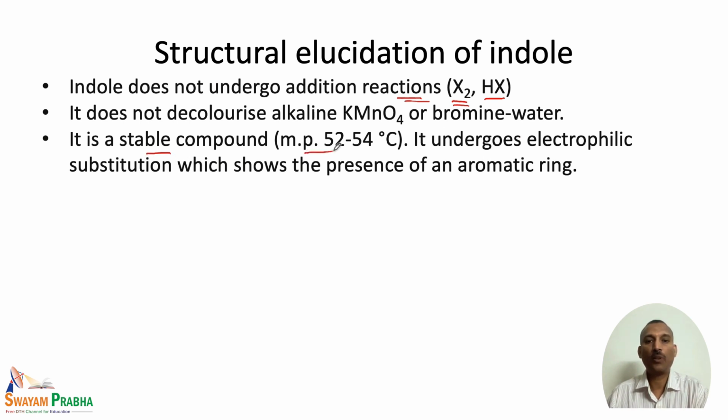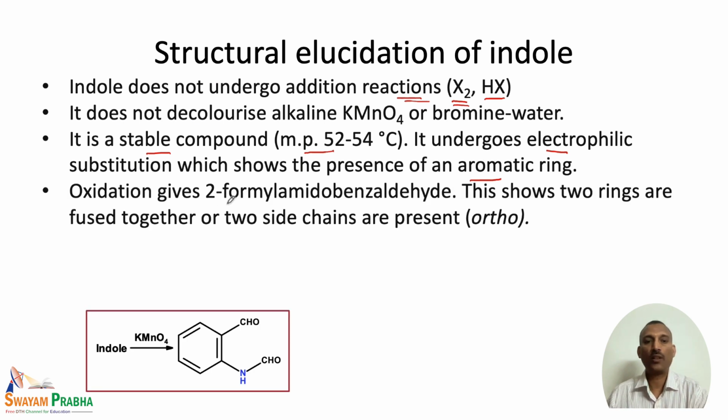It has a melting point of around 52 to 54 degrees centigrade, and it undergoes electrophilic substitution, which shows the presence of an aromatic ring. So we are listing the various reactions given by indole, and based on this we are going to identify the structure of indole. Oxidation generally gives 2-formylamidobenzaldehyde. So we really don't know the structure of indole yet. This on oxidation using alkaline KMnO4 actually gives the compound having the structure as shown here. This is 2-formylamidobenzaldehyde.